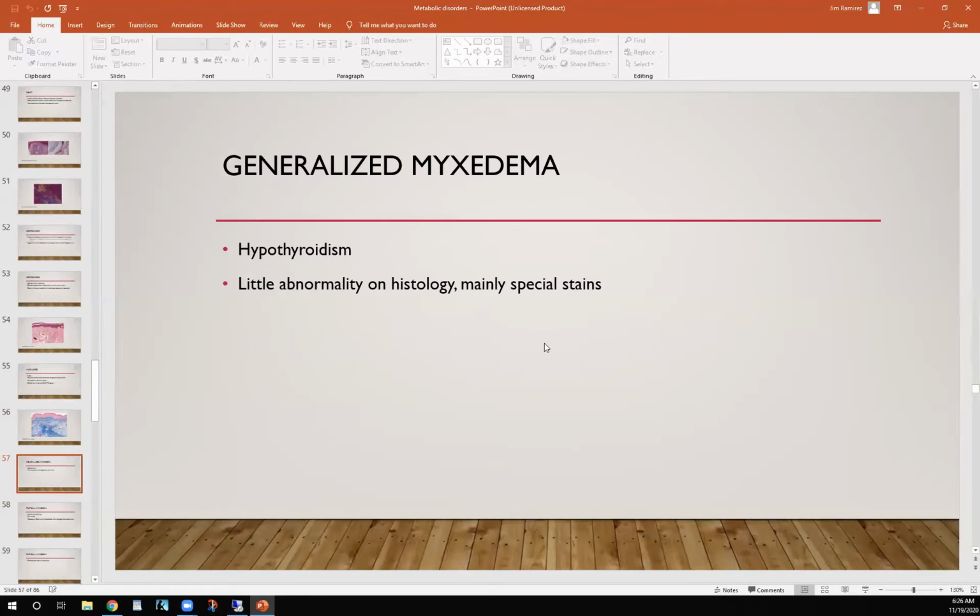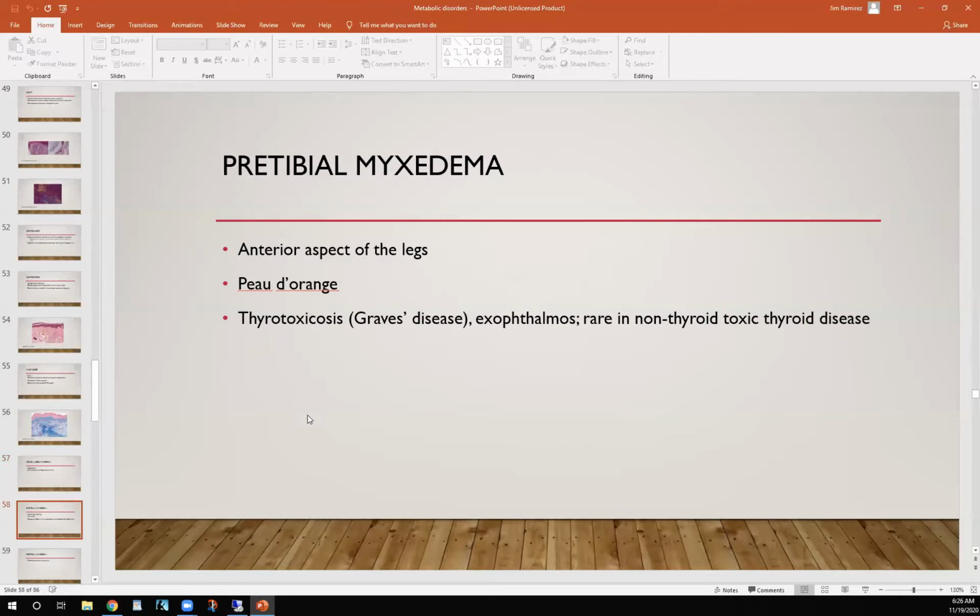So generalized myxedema is not very often biopsied from a cutaneous or derm path standpoint. These patients have hypothyroidism, and really the diagnosis is mainly made on special stains. I can't even say I've really seen an example of this. Pretibial myxedema, though, I just saw recently a very nice example of this. Classic anterior aspect of the legs, with an orange peel kind of look to it, this sort of thickened, erythematous skin, associated with, of course, thyrotoxicosis or Graves' disease. These patients have exophthalmos, and this condition is rare in non-toxic thyroid disease.